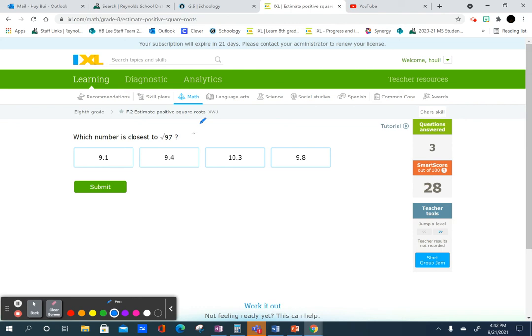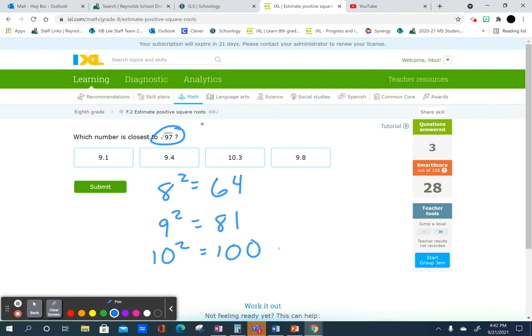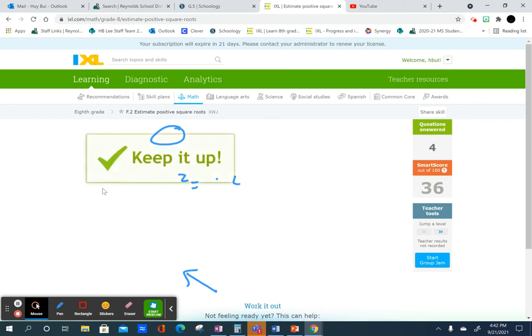So you're going to use multiplication skills. We have 97 here. If we look at the number 8, 8 squared, 8 times 8 is 64. 9 times 9 is 81. And 10 times 10 is 100. 97 is really close to 100, but a little less. So our answer is going to be really close to 10, but a little less. So let's choose 9.8 there and submit that.